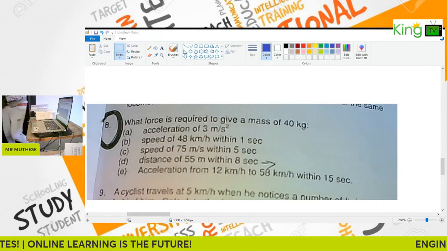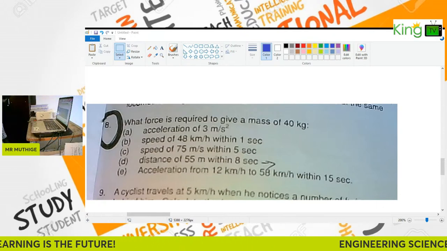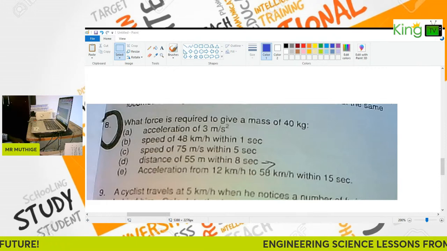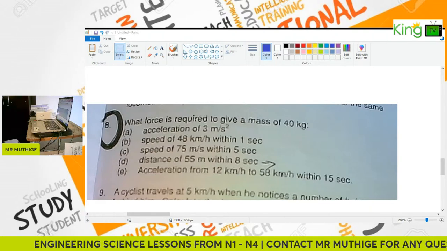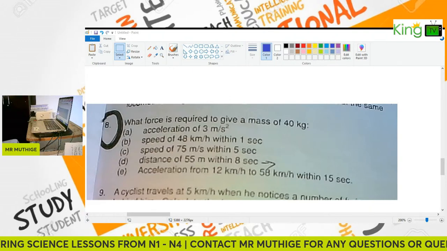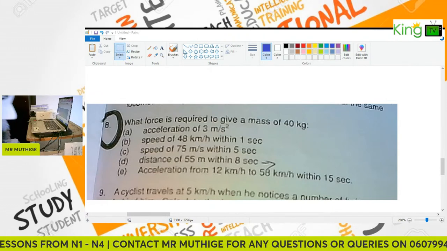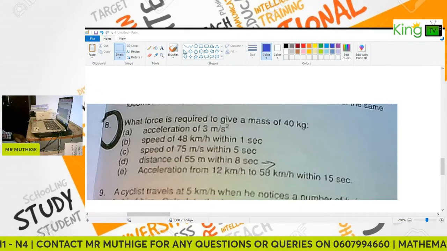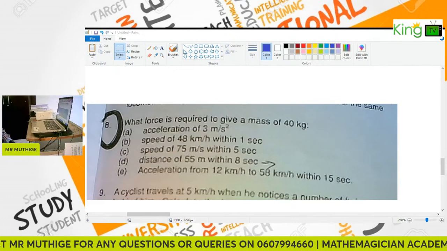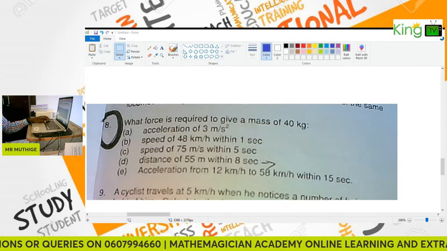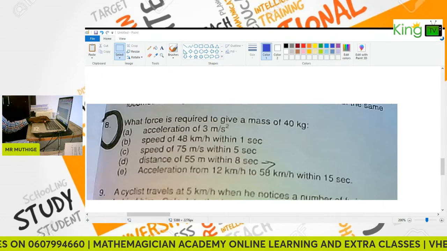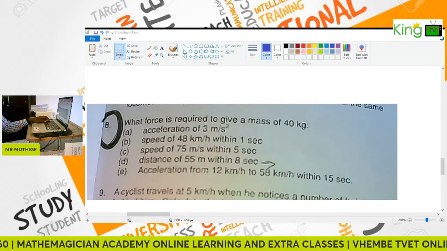What force is required to give a mass of 40 kilograms the acceleration? So should we carry on or what? What formula?